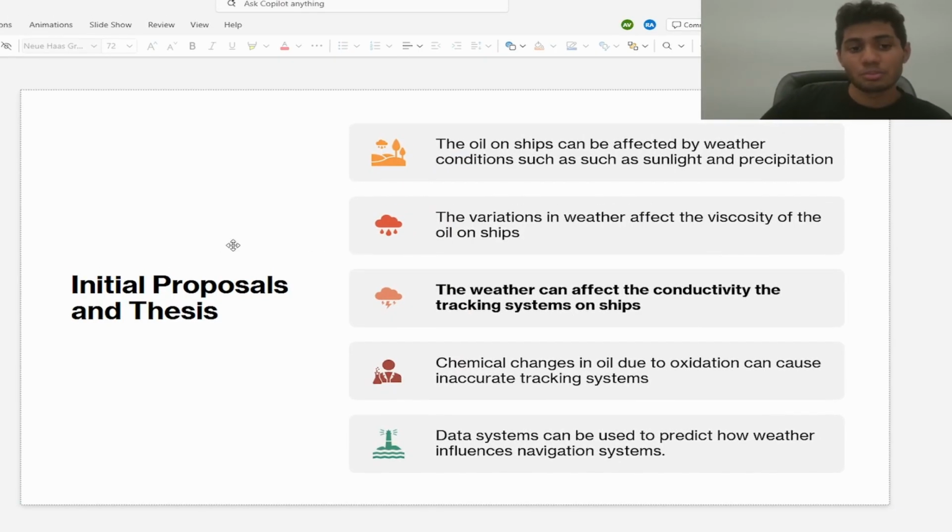So we have five initial proposals that we had before. The first one was the oil on ships can be affected by weather conditions such as sunlight and precipitation. Second one was the variations in weather affect the viscosity of the oil on ships. The third one, which we chose, was the weather can affect the conductivity and tracking systems of ships. Fourth one was chemical changes in oil due to oxidation can cause inaccurate tracking systems. And the fifth one was data systems can be used to predict how weather influences navigation systems.